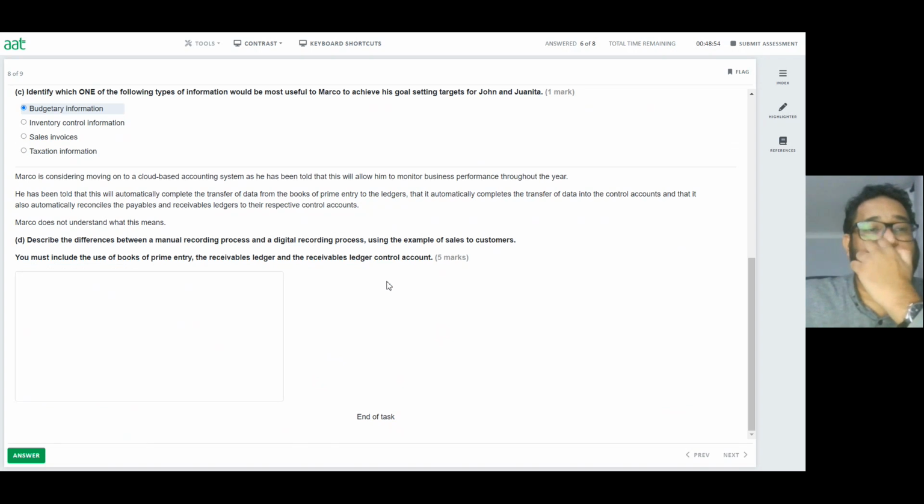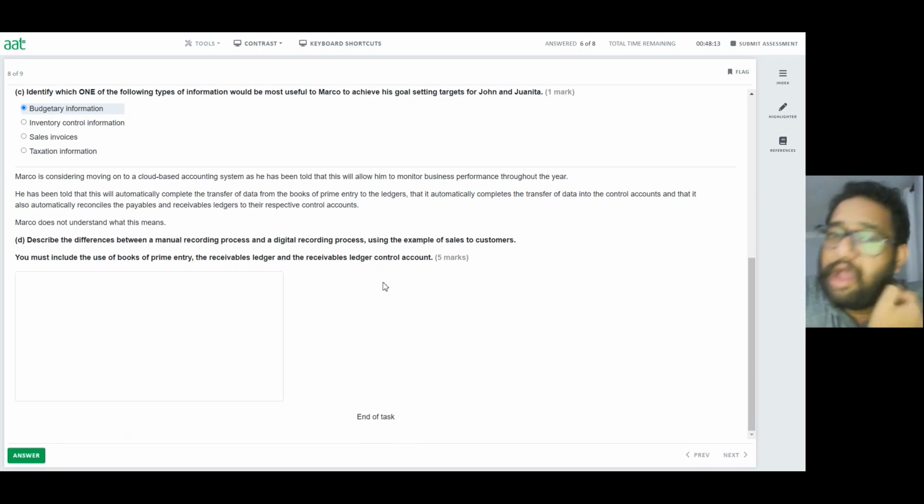The last one here: Marco is considering moving onto a cloud-based accounting system. We remember we did it in question number 4 at the beginning. He has been told it will allow him to monitor business performance throughout the year, that it will automatically complete the transfer of data from books of prime entry to the ledger, that it automatically completes the transfer of the data into the control accounts, and that it also automatically reconciles the payable ledger control account and respective control accounts. Marco does not understand what this means. Describe the difference between the manual recording process and the digital recording process.